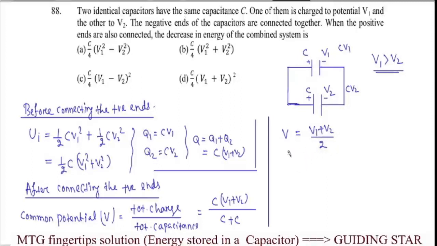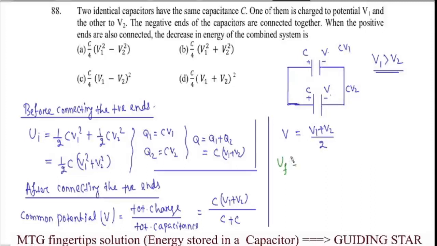So if this is the common potential right now, that means after connecting what will be the potentials over here? After connecting, the new system will be having these potentials V and V each. Capacitance will remain as it is and potentials will be V each. So this is the new system after connection. Clear? So if this is the new system after connection, then what will be the energy stored over here?